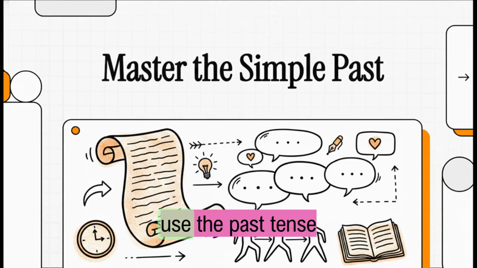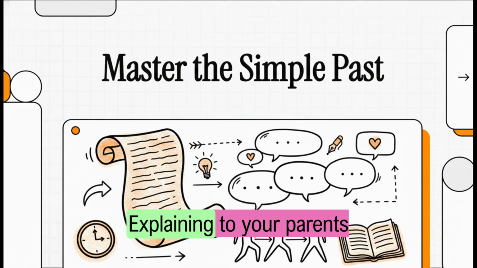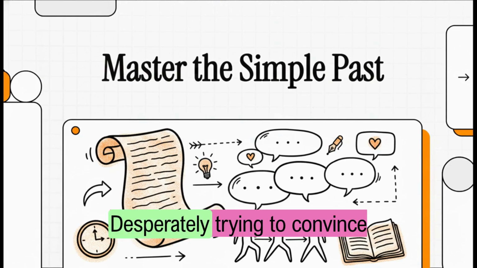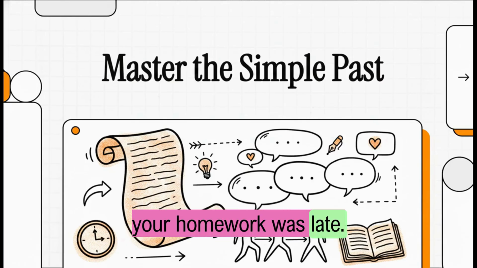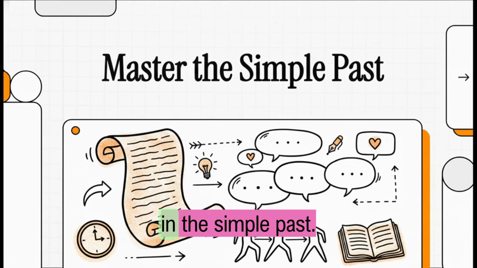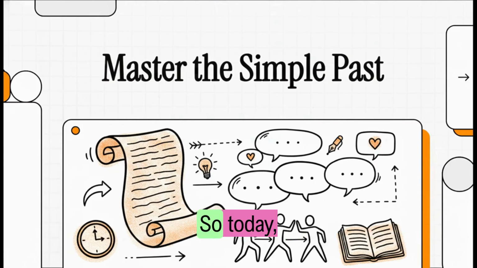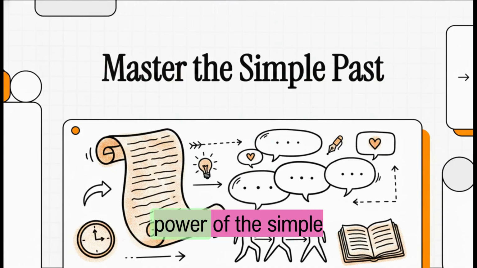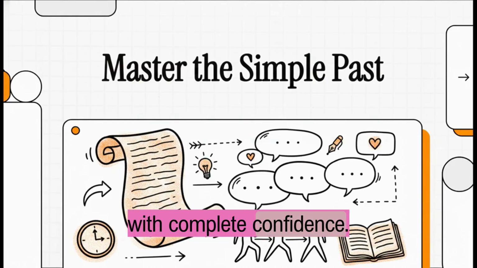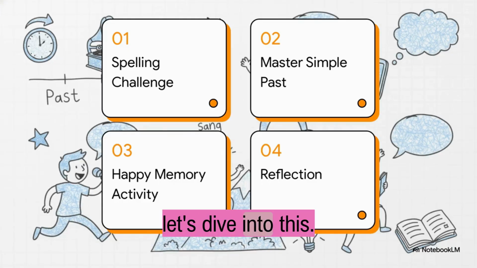Think about it. You use the past tense all the time. Texting your friends about a wild weekend, explaining to your parents why you missed curfew, desperately trying to convince your teacher why your homework was late. That's you weaving a narrative in the simple past. It's how we take our chaotic, awesome, everyday experiences and share them clearly with the world. So today, we're unlocking the true power of the simple past tense so you can start telling your own stories with complete confidence. Okay, let's dive into this.